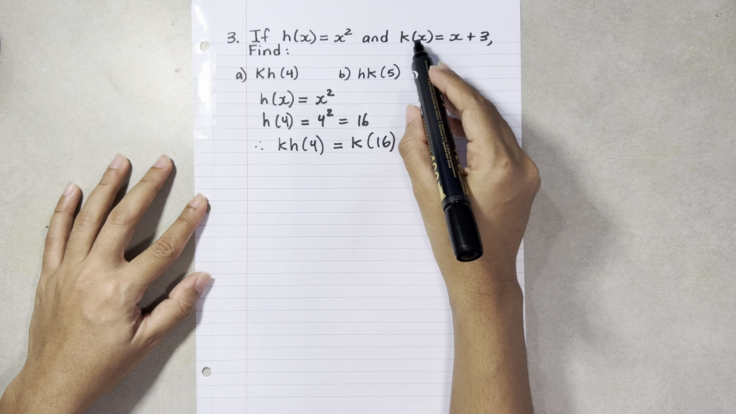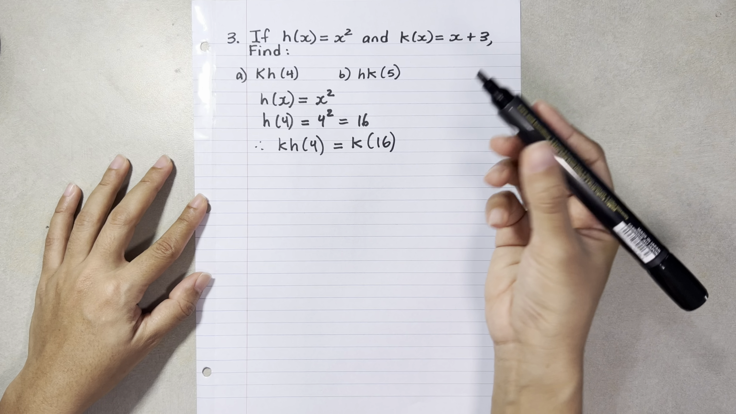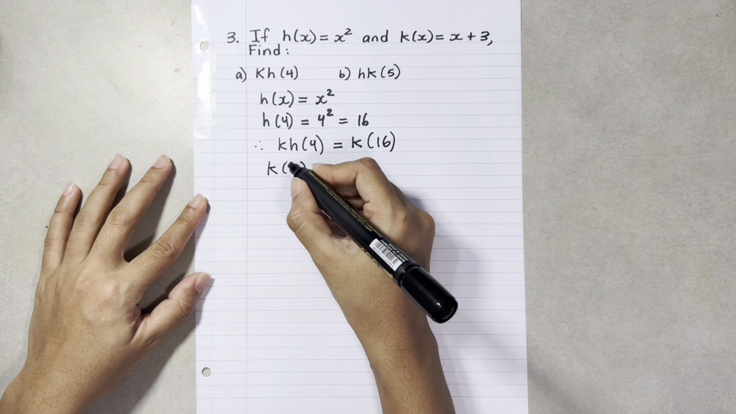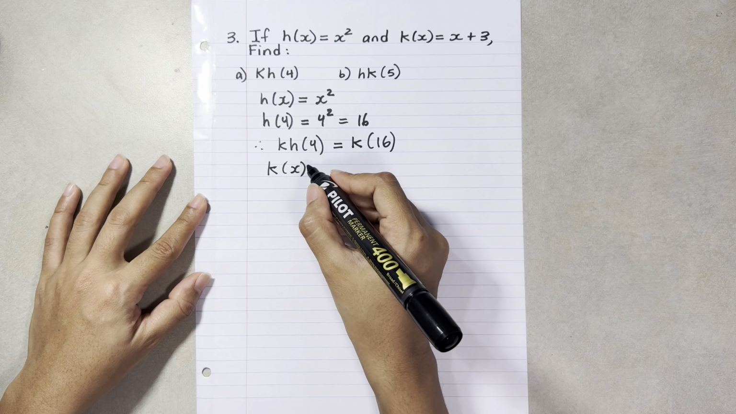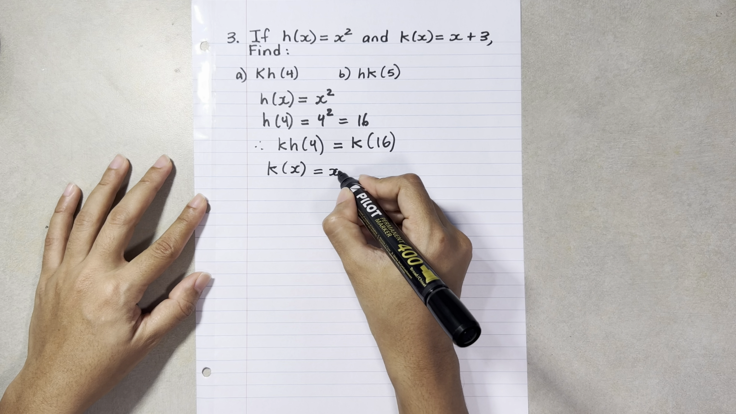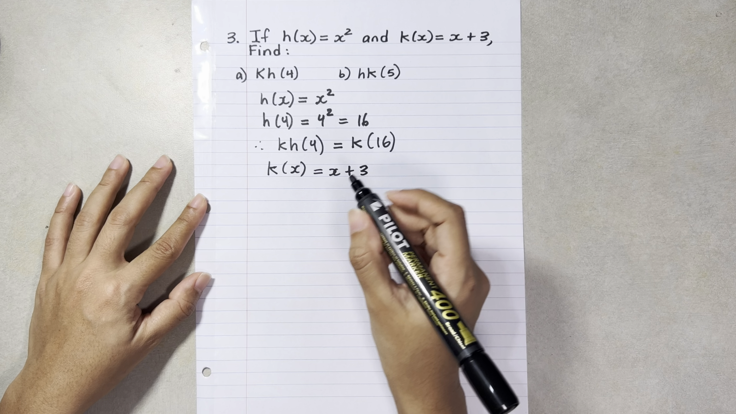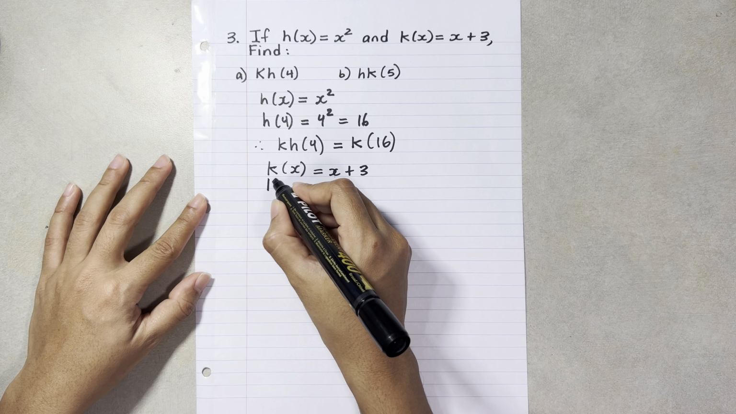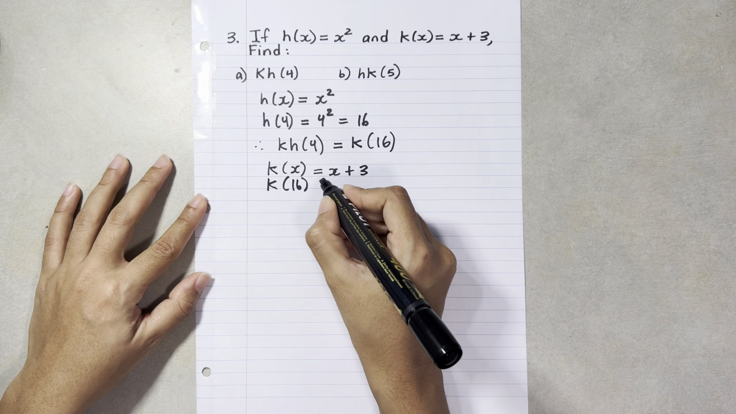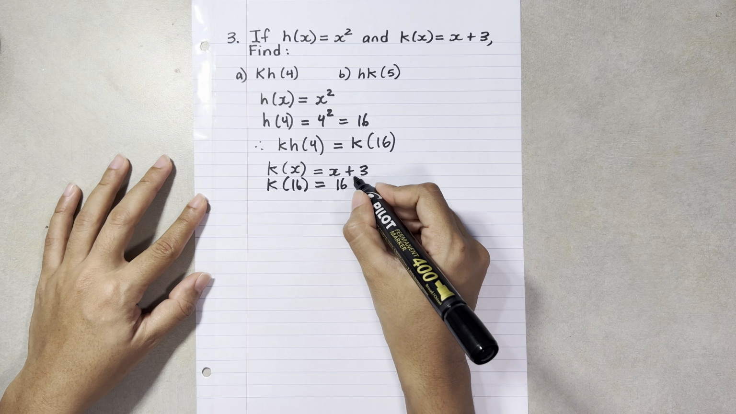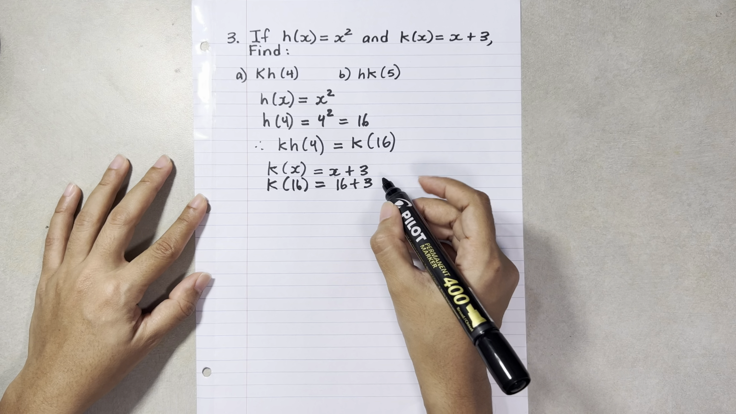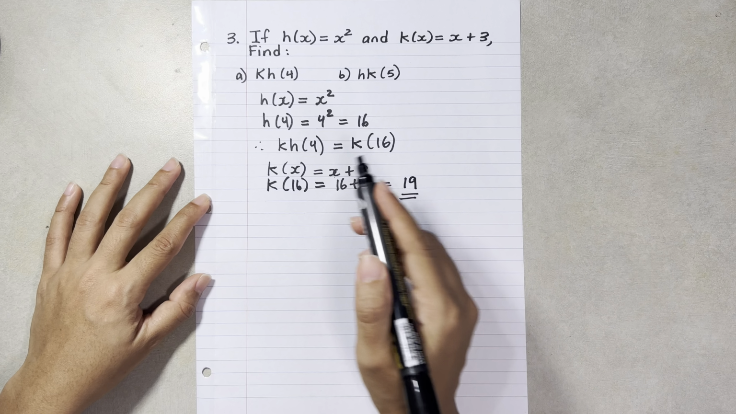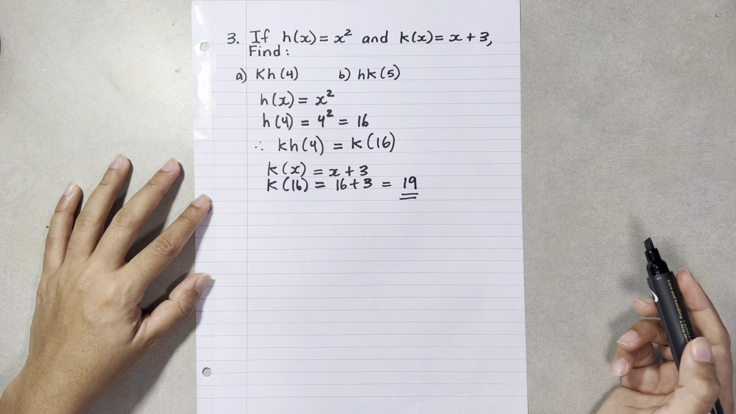So we recall that the function k of x is x plus 3. I'm going to write it over. When I'm doing functions, I like to write over the function as much as I can so I could see it more clearly when I'm doing my substitution. So if k of x is equal to x plus 3, k of 16 would be equal to 16 plus 3, which is equal to 19, right? So that's your answer for k of h of 4.